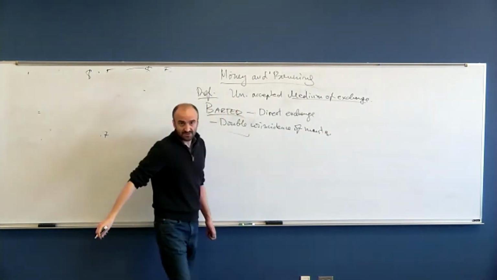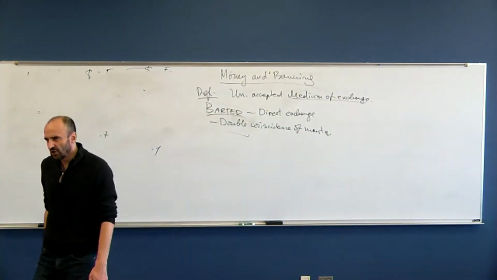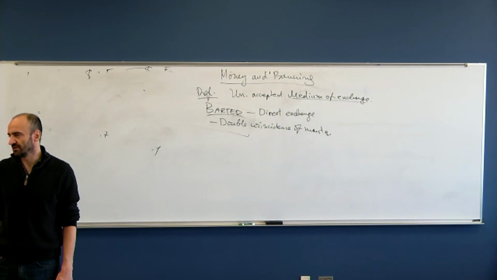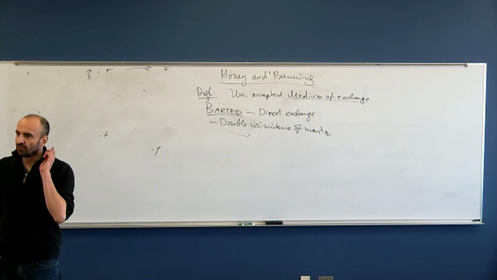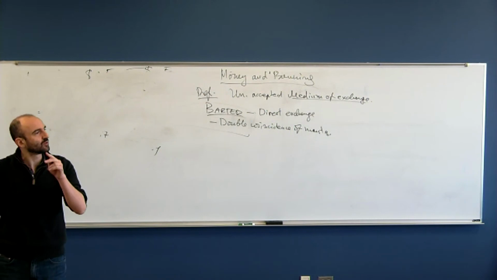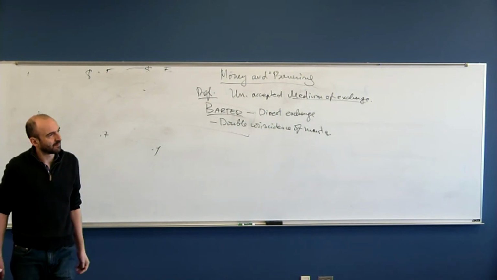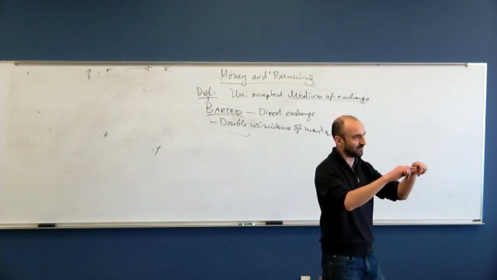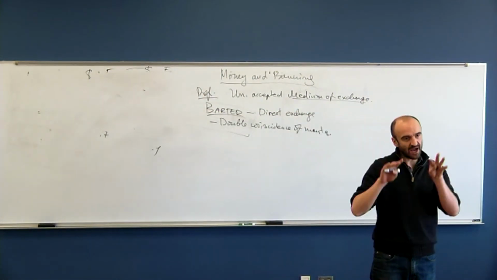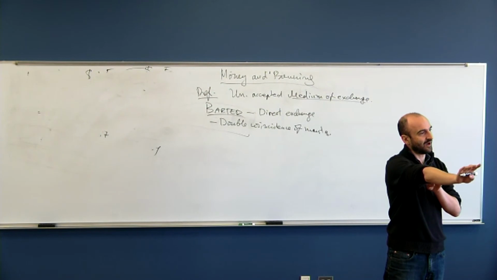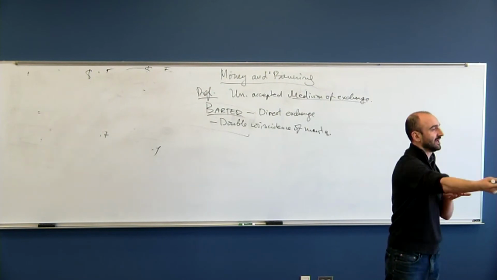What is double coincidence of wants? That's the fact that in order to carry out a barter transaction, you have to find a partner who has exactly what you need, what you want to acquire, and who wants exactly what you have. It's a double coincidence. You have to have what the other guy wants, and you need to want what he has.